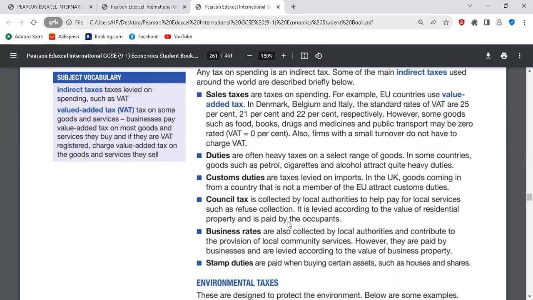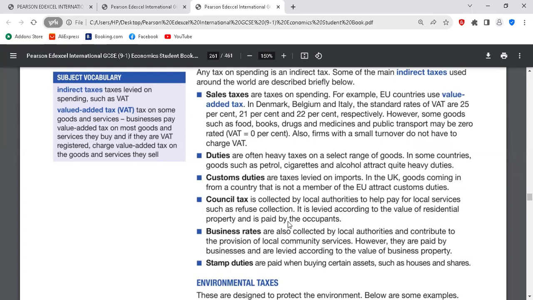Clear. Council tax is a collection by local authorities to help pay for local services, such as refuse collection and the rest. These are local taxes. The municipality. Business rates. For retailers, they have to pay taxes to the local authorities too, for taking care of security and for the rest.